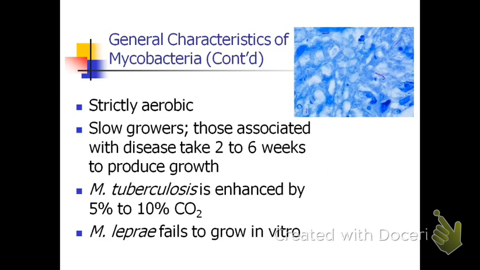They are said to be slow growers. Majority of these pathogenic organisms would be slow growers. Those associated with diseases would take about 2 to 6 weeks.